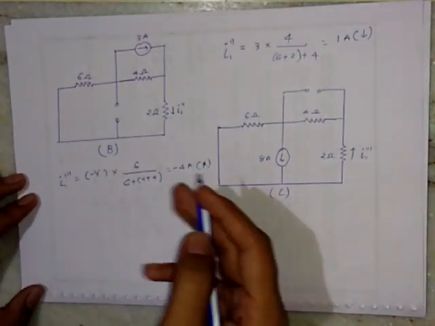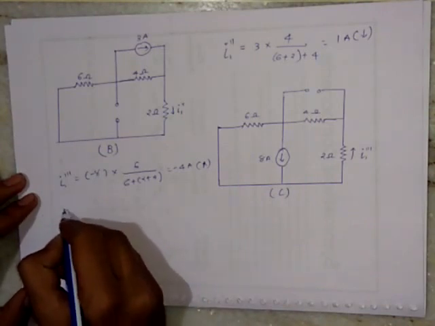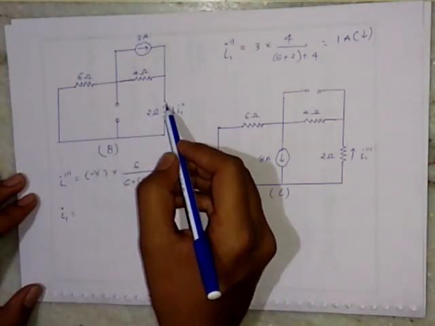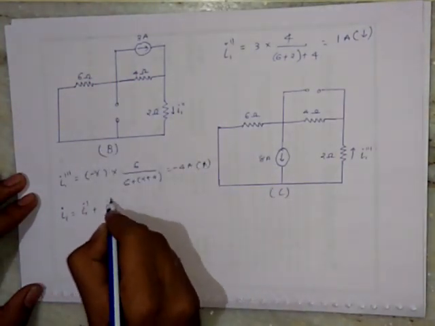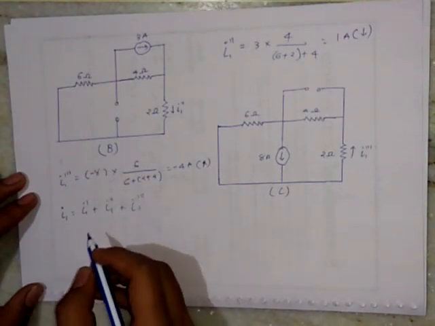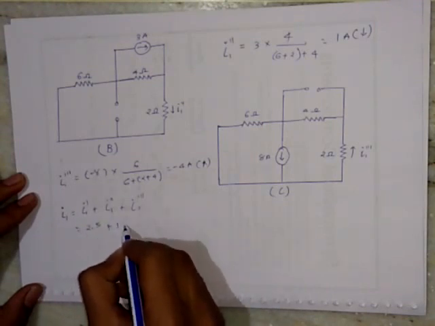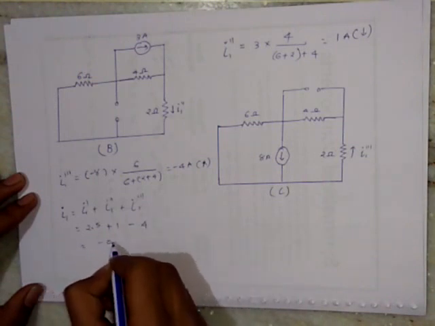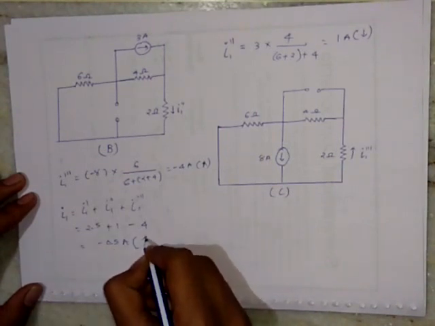Now, as the superposition theorem says, the determined value, that means the current through the 2 ohm resistance, will be equal to I1 dash plus I1 double dash plus I1 triple dash, that is equal to 2.5, which we obtained earlier, then 1 and minus 4. The total will be minus 0.5 ampere. Your minus sign shows that the current direction is upward.